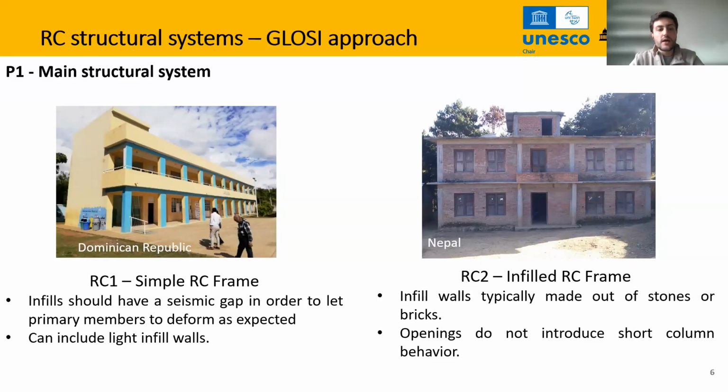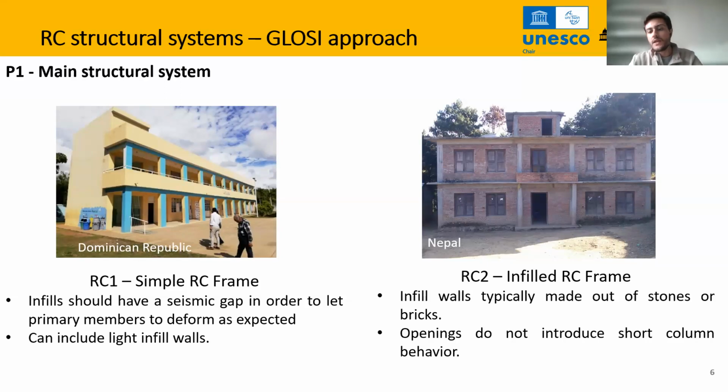So in this case, we have buildings which could have infills or not, but in the case that they have infills, these infills will have a seismic gap. So the primary elements, or the structural elements, will be able to deform without interaction with these infill elements that can be located in the interior or in the facade of the building. Or another possibility is that these partitions are light infill walls that will not affect the structural behavior of the building. Remember that the GLOSI approach is made for school facilities.